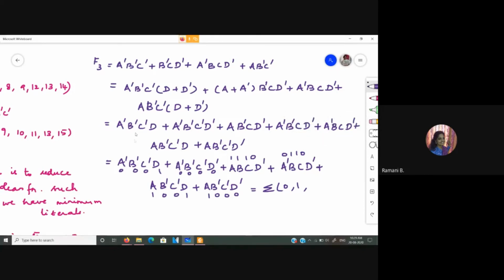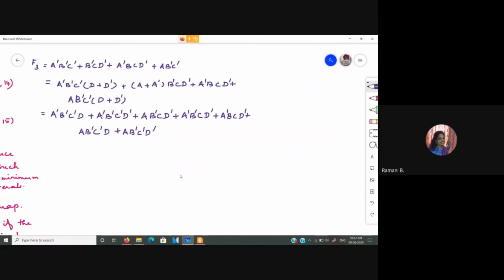Let us check it again. So A bar, B bar, C bar, D. A bar, B bar, C bar, D bar. A, B bar, C bar, D. So I don't have any grouping at all, right? This is corresponding to 0, 0, 0, 1. So this is 0, 0, 0, 0. So we have 0, 1. This is 1, 0, 1, 0. This is 0, 0, 1, 0. This is 0, 1, 1, 0. So 0, 1, 1, 0 is 2.